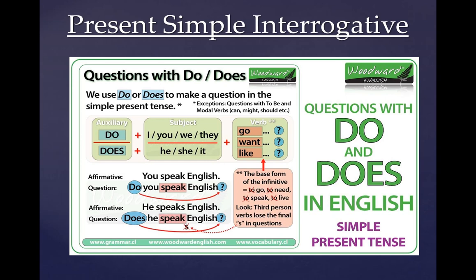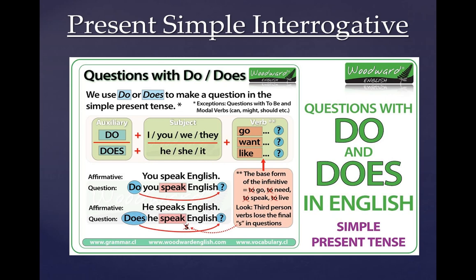This is the interrogative. So, we use do or does to make a question in simple present tense. Again, we have our subject, I, you, we, they, he, she, it, plus the action. The only thing that you must include here is do or does. Okay? Do I go to the supermarket every day?